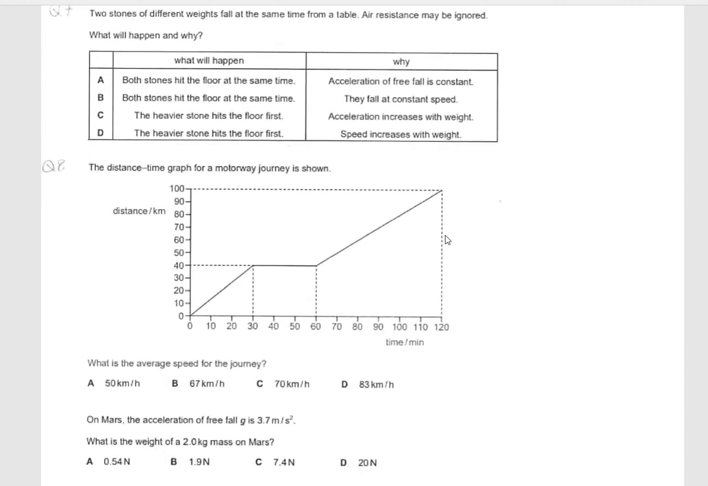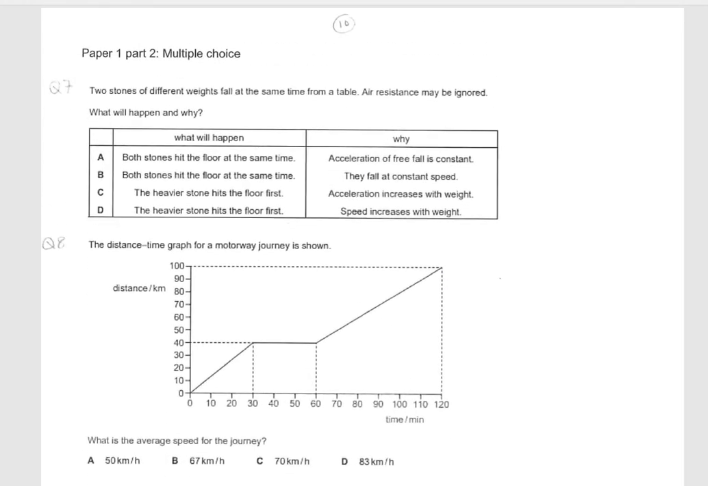Good. Okay, all right, multiple choice question. Very nice. Okay, so objects, they fall. Now, which one is correct? The heaviest stone hits first. No. Interesting.